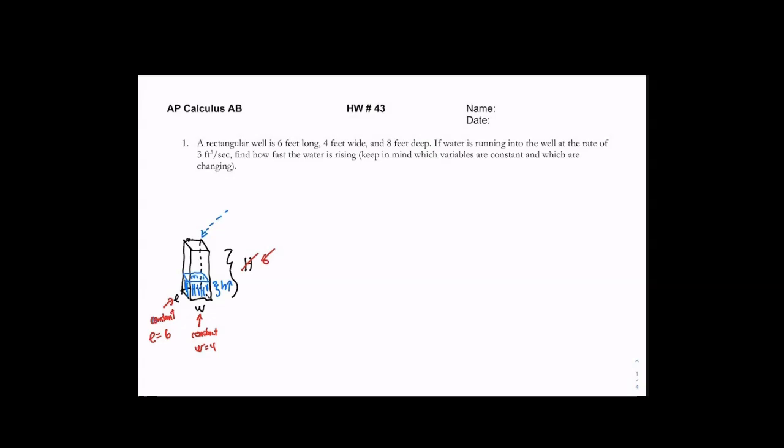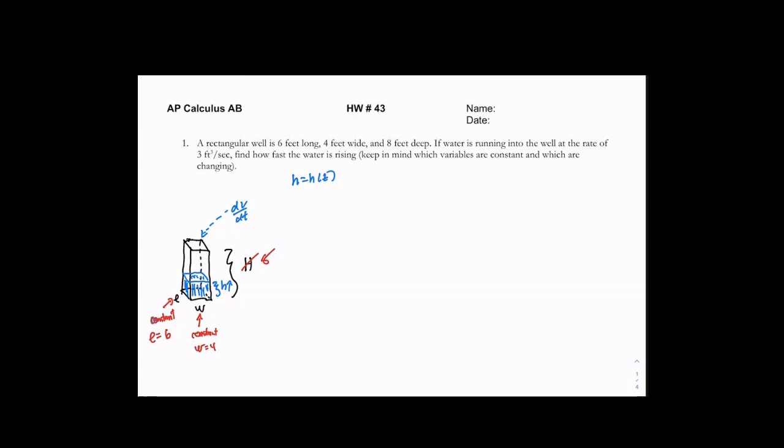So h is our only variable of t. So h is a function of time, and of course we have our dV/dt, right? That's going right into here. So my only variable in this problem is h of t. dV/dt is going in at a constant rate of 3 cubic feet per second, and so we know the value of dV/dt.